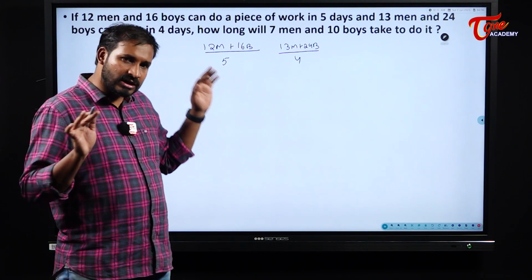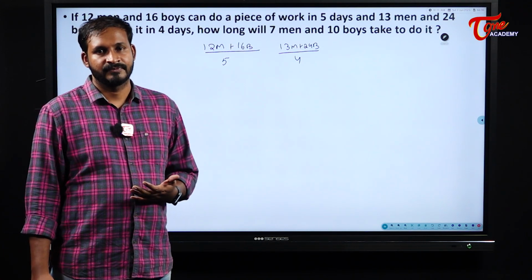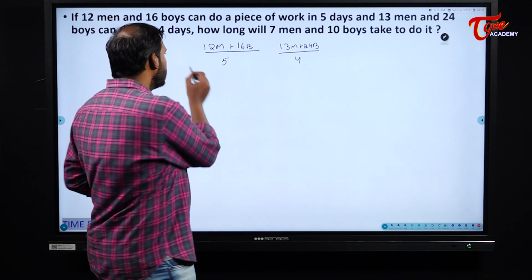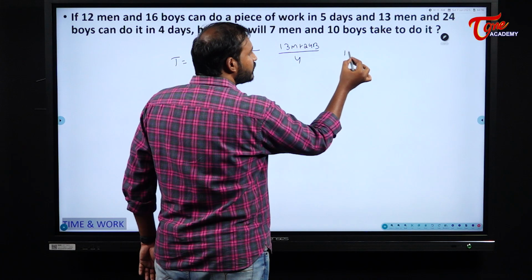Because here the concept is simple, but the calculation part will be more, students. How and why we will see it now. For example, these are the times, right? Given these are the times. Now tell me what is the total work here?